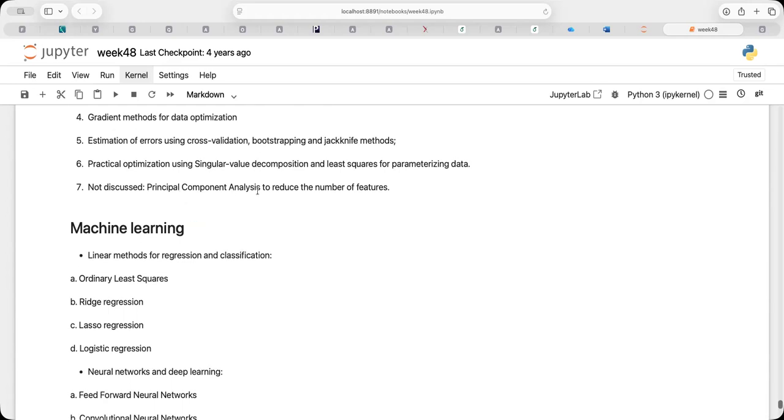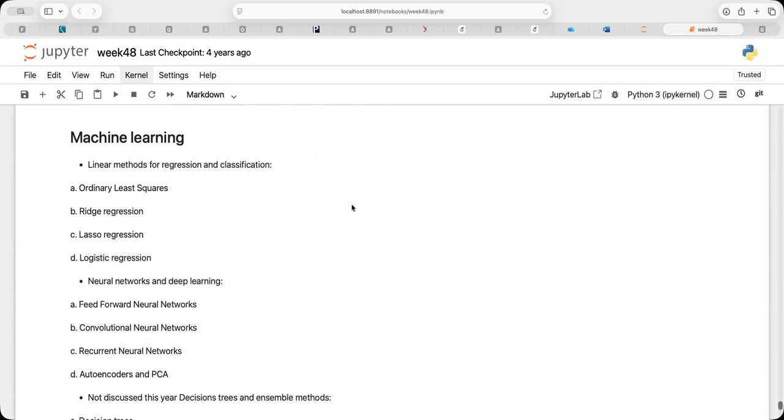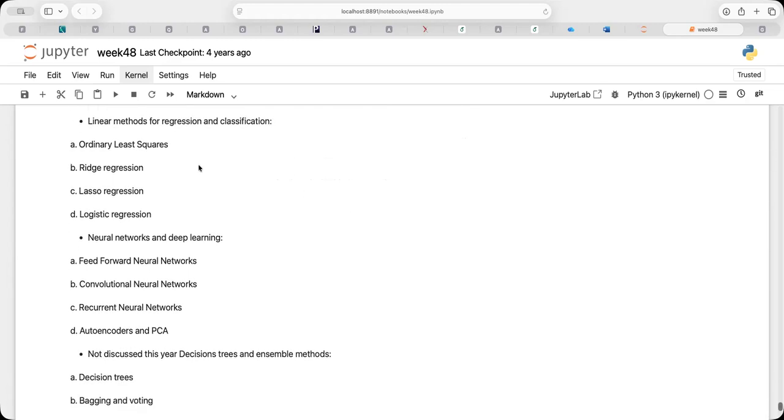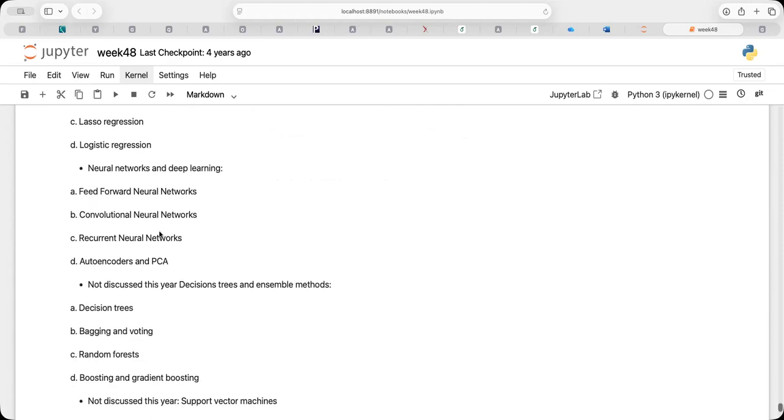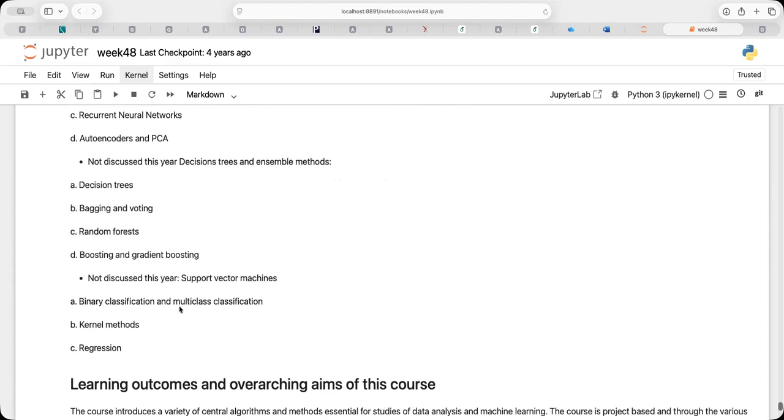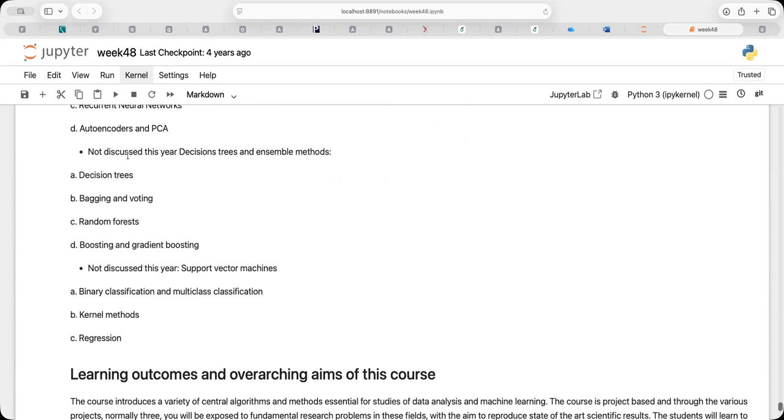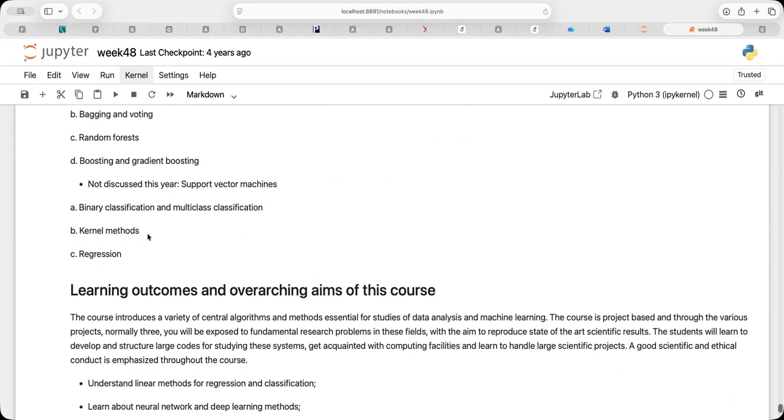Actually, we did discuss this now, but we haven't gone that thoroughly through it. We have done ordinary least squares, ridge, lasso, logistic regression, neural networks, convolutional neural networks, recurrent ones, autoencoders, and PCA. What we haven't discussed are decision trees, ensemble methods like random forest and gradient boosting. And we haven't looked at much in depth on support vector machines and kernel methods.